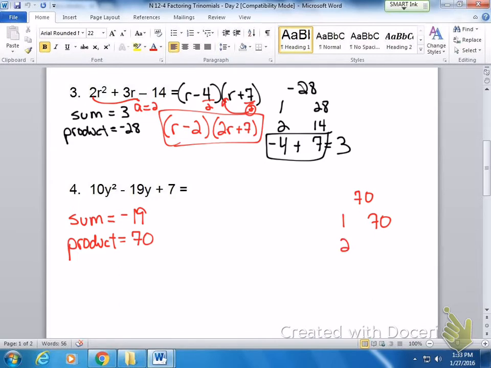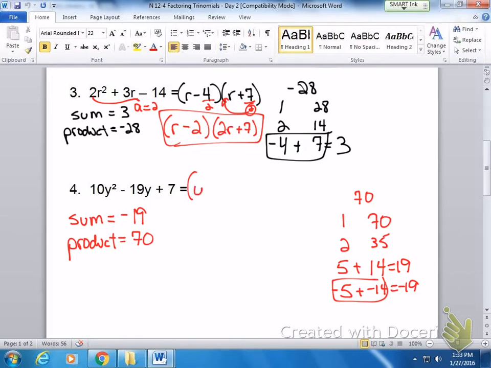I can use 2 and 35, but again, it's getting pretty far up there. I mean, there's a big distance between those two. It's not going to work either. 3 and 4 won't go into 70, but 5 will. It'll go in 14 times. Now, if I look there, 5 plus 14 is 19, but that's not what I wanted. If I want negative 19, I need to make it negative 5 plus negative 14, and that is what I want. So there are my answers.